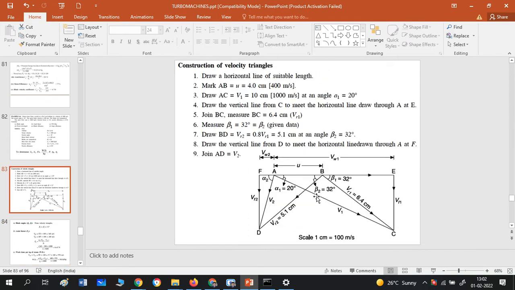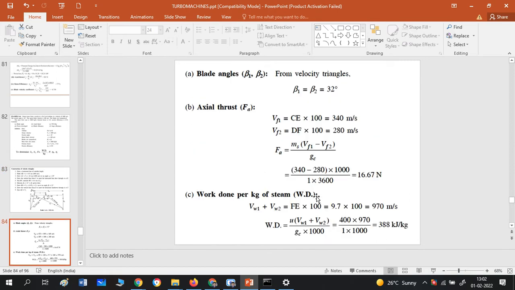So work done, focus on VU1 and VU2, how it is. Depending upon the direction of V1, VU1 is on the right hand side. Depending upon the direction of V2 or VR2, the direction of VU2 is opposite, left side. So they have added both VU1 and VU2, into U divided by gc, which is 1, into 1000. Why? Because we want to write it in kilojoules, kilowatt, kilonewton, like that. They have divided by 1000. Even axial thrust, again you can divide by 1000. 0.016 you can write in kilonewton.